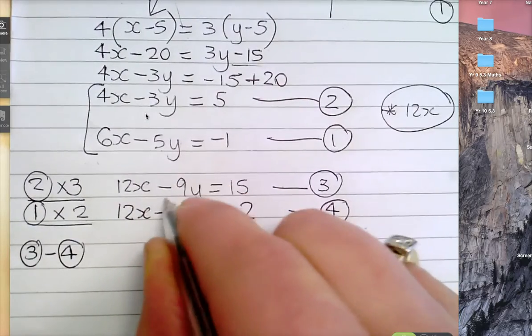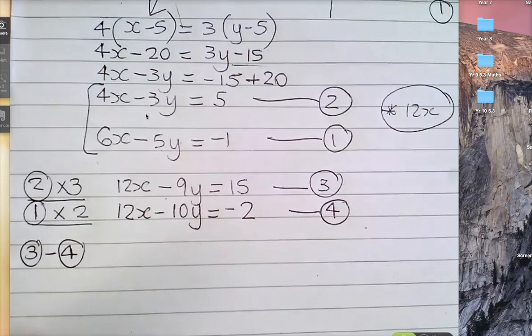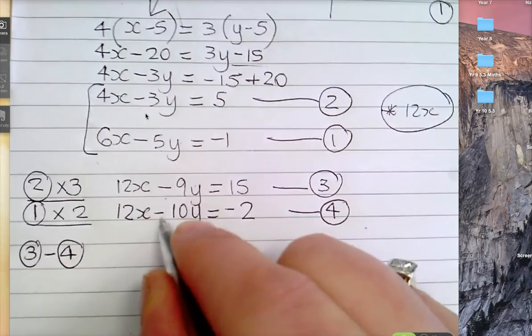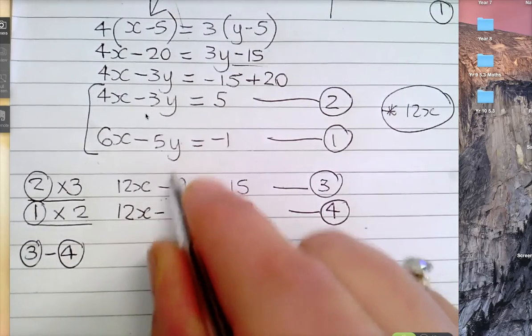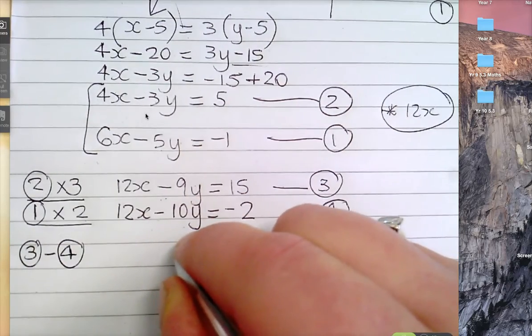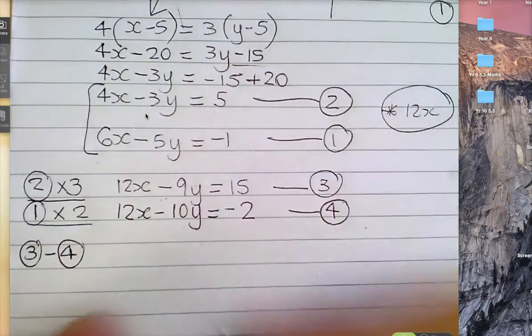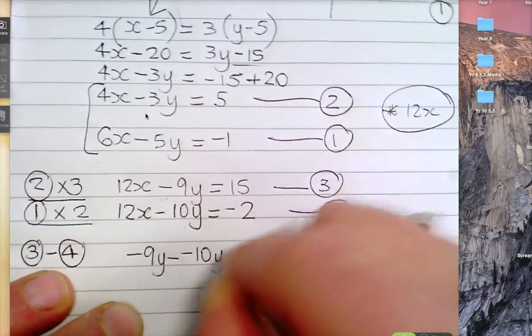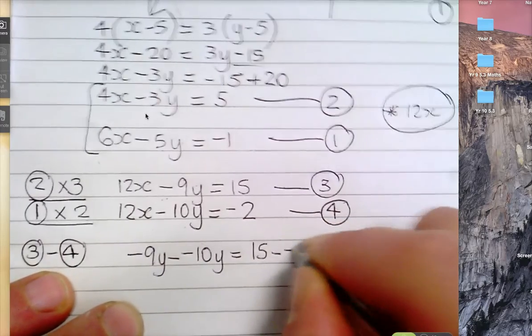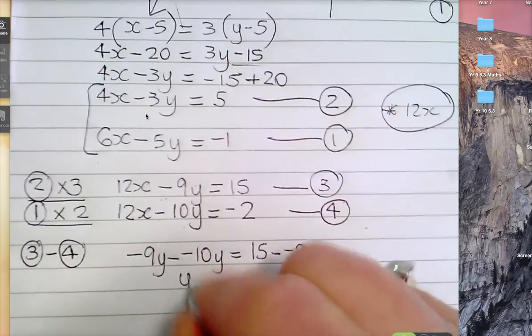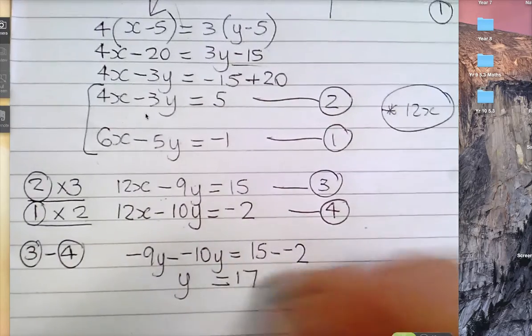It's -9 minus -10. Can someone get me a red pen from my pencil case? Yeah, it's -9 minus -10. So it's -9y plus 10y. So it's negative. No, it's positive 1y. Oh, I did it the other way. Girls, it's -9y minus, and it's 15 minus -2. I'm going to write it out. So it's positive 1y equals 17.